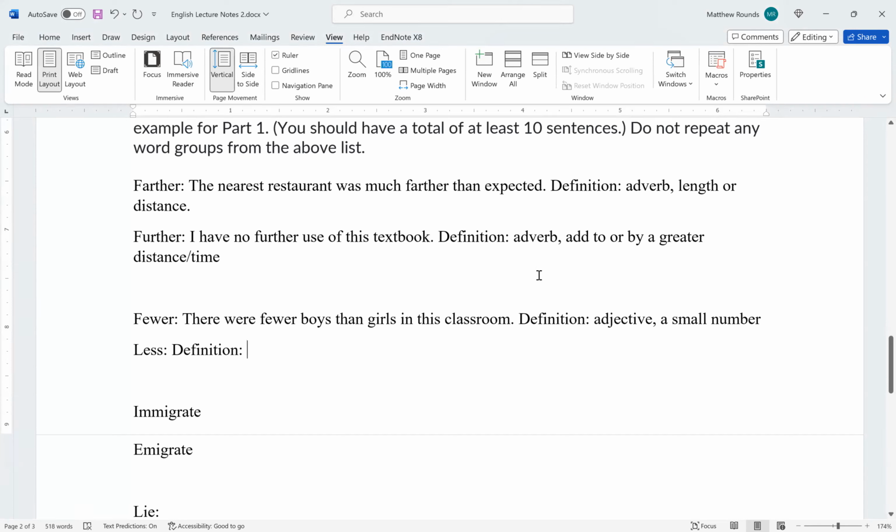Part of speech, and then the definition. Less is a. There are a lot of parts of speech for it. Just pick one. It doesn't really matter. It depends on the context. But it says it's a pronoun, okay, a smaller amount or quality of something.